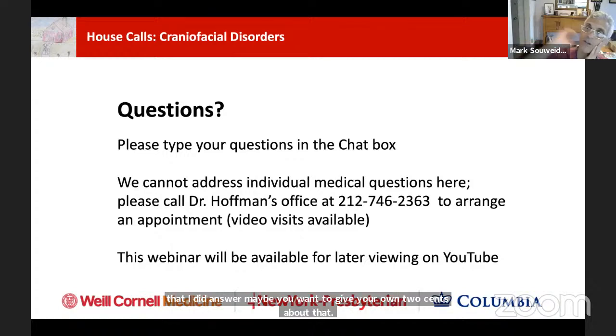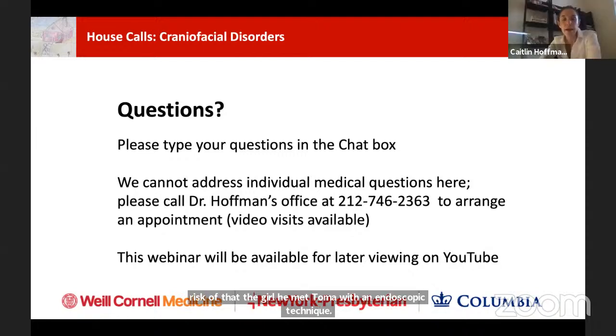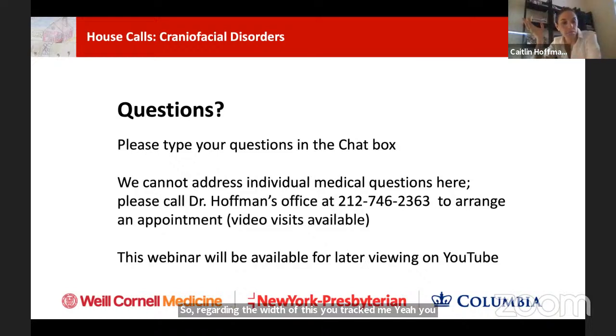And the second question that's pending is, what is the risk of epidural hematoma with an endoscopic technique? Thank you. So regarding the width of the suturectomy, in standard format, typically 2 centimeters, but we've started to really widen that. We've learned that we can take much more bone and get a much more rapid correction depending on the age at which the patient presents. In younger patients, we can be much more aggressive about bone removal, knowing that their capacity for laying down new bone is far greater than an older patient, and they're going to fill in any craniectomy that we create. And we know that they correct much faster if we give them that running board.